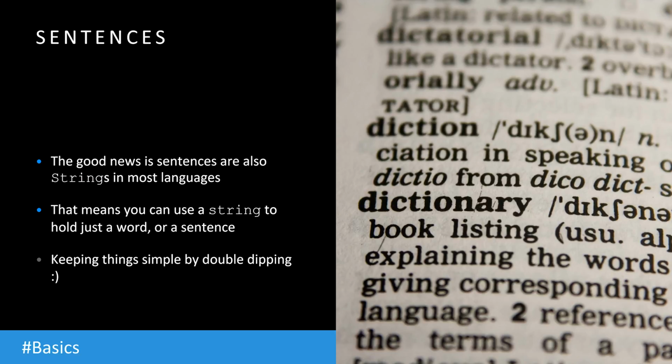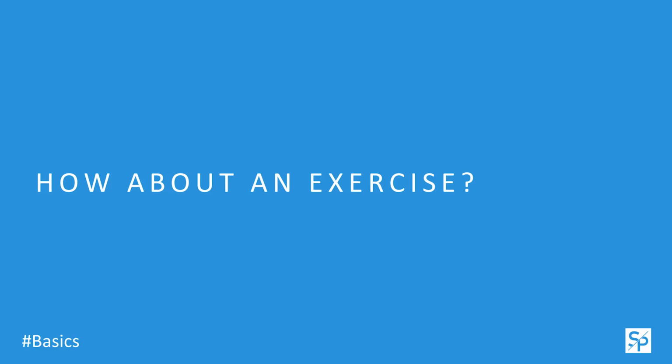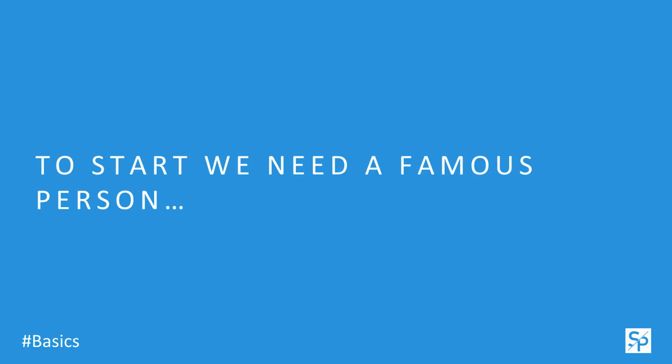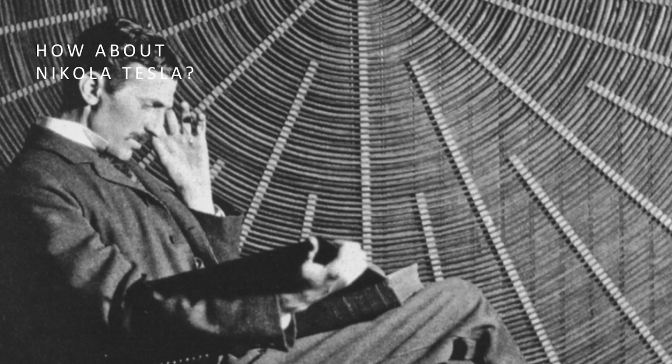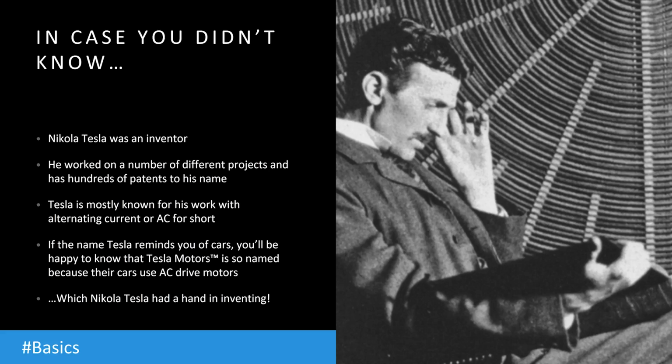So now that we've looked at letters, words, and sentences, and we've got a little bit of a grasp here, why don't we do a quick exercise just to solidify our knowledge? To start off this exercise, we need a famous person, and I think I have just the guy. How about Nikola Tesla? In case you didn't know, Nikola Tesla was an inventor. He worked on a number of different projects and has hundreds of patents to his name. Tesla is mostly known for his work with alternating current, or AC for short.